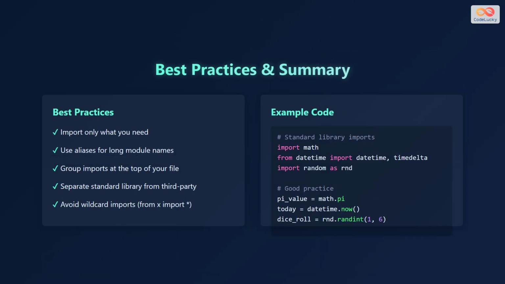When working with modules, there are several best practices to keep in mind. Import only what you need to keep your code clean and efficient. Use aliases for long module names to make your code more readable. Group your imports at the top of your file for clarity. Separate standard library imports from third-party imports to distinguish between them. And avoid wildcard imports such as from x import *, as they can clutter your namespace and make it harder to understand where functions and variables come from.